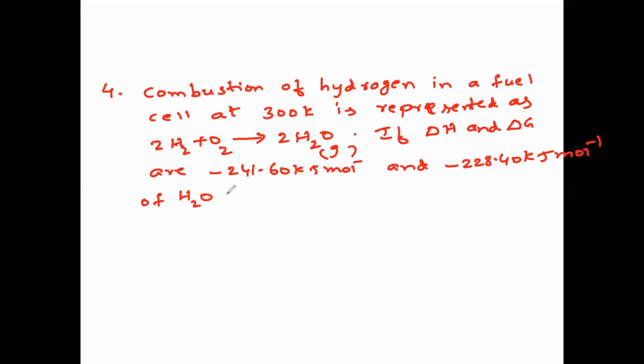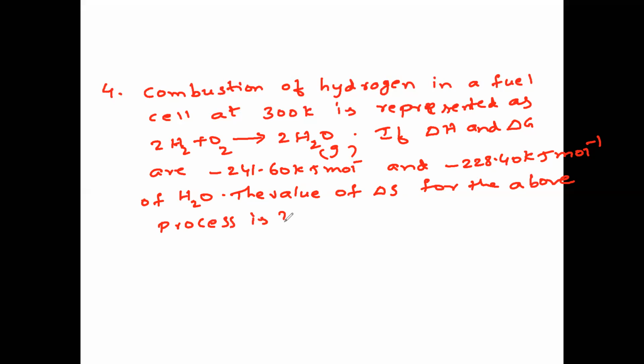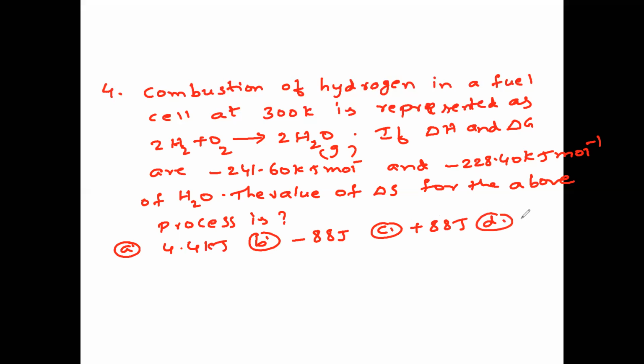Then the value of ΔS for the above process is: option A 4.4 kilojoules, option B minus 88 joules, option C plus 88 joules, option D minus 44 joules. So let us check the answer now.